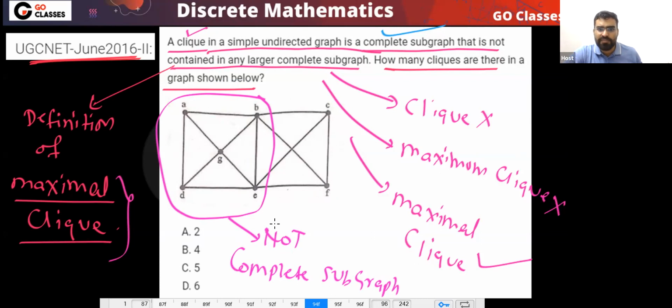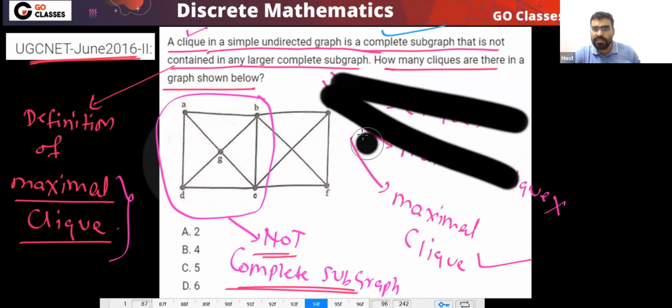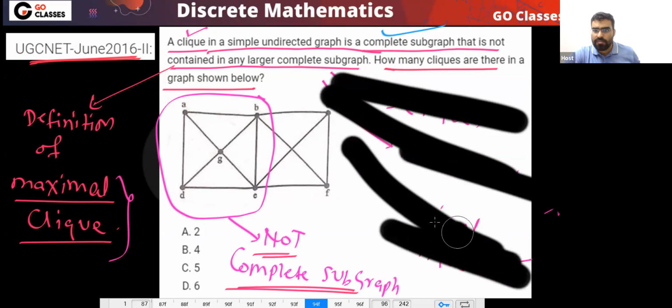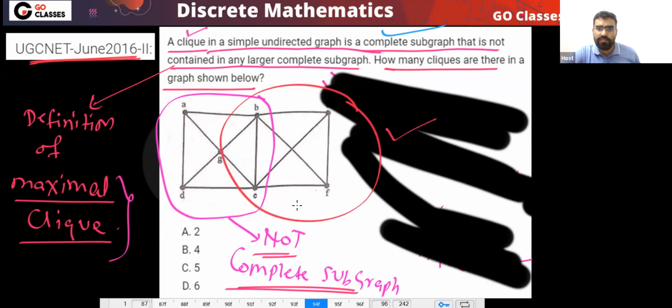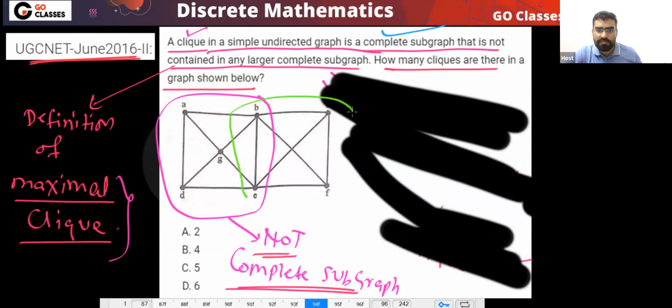Okay, so finally what will the answer be for this question? Remember, this is not a complete subgraph. You want maximal cliques. So I can say this will be the answer, this will be a maximal clique. You can create this. This will be the answer, and also this will be the answer, and this. So 4 you can create in this, so the total answer will be 5.